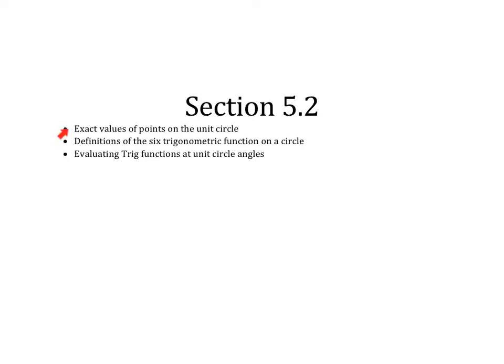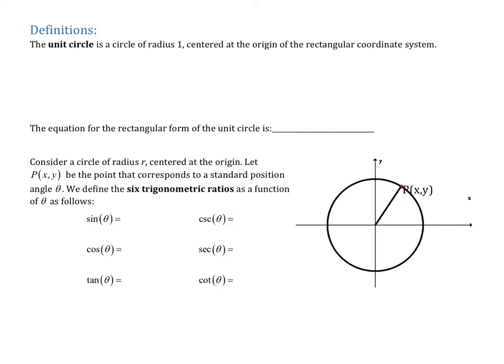We're looking at exact values of points on the unit circle, the definitions of the 6 trigonometric functions on a circle, and evaluating trig functions at unit circle angles. We'll start with the definition of the unit circle. The unit circle is just a circle of radius 1, centered at the origin of the rectangular coordinate system.